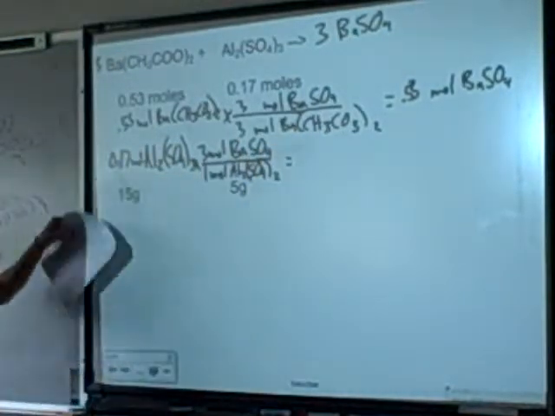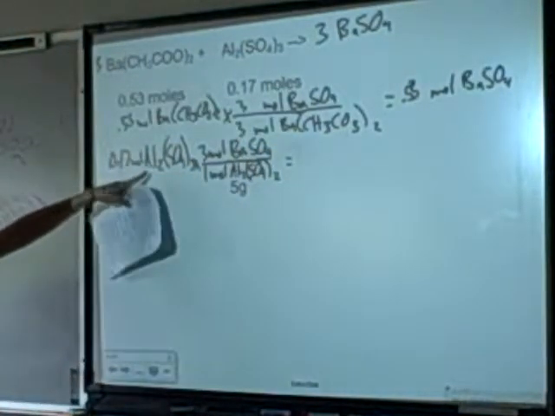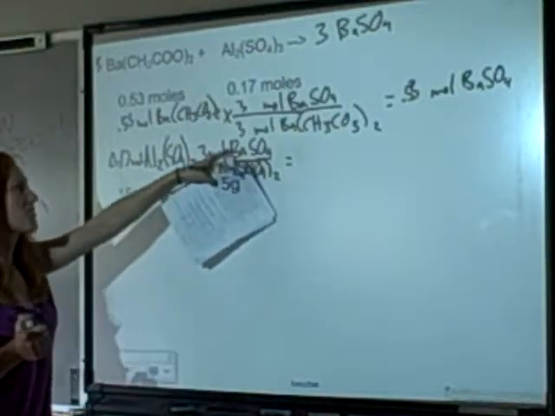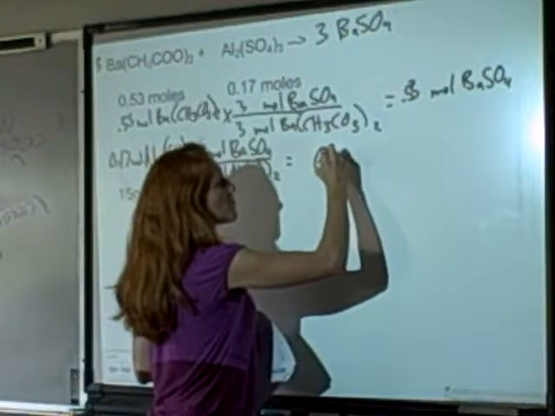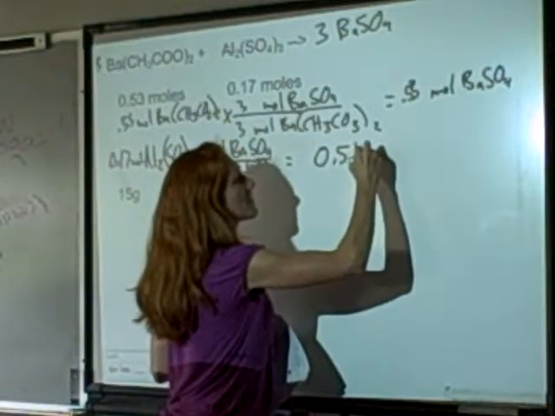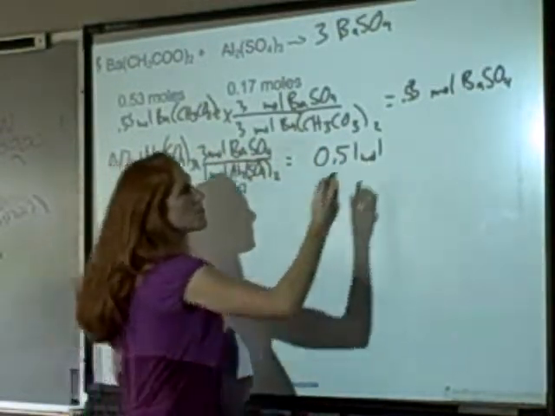That's silly. Okay, so I've got 0.17 moles of aluminum sulfate. For every 1 mole of this, I make 3 moles of that. So I have enough of the aluminum to make 0.51 moles of the barium sulfate.